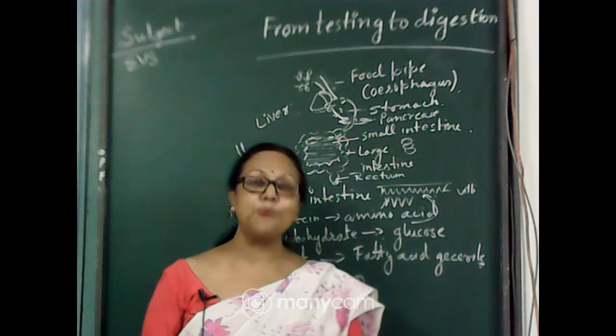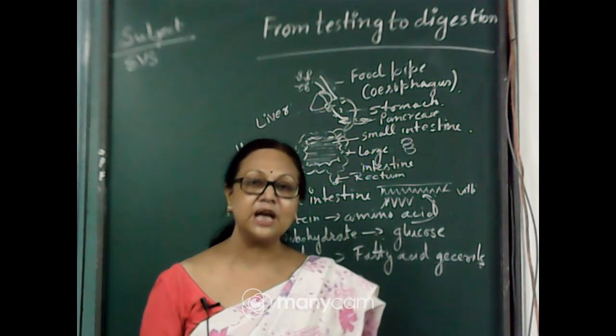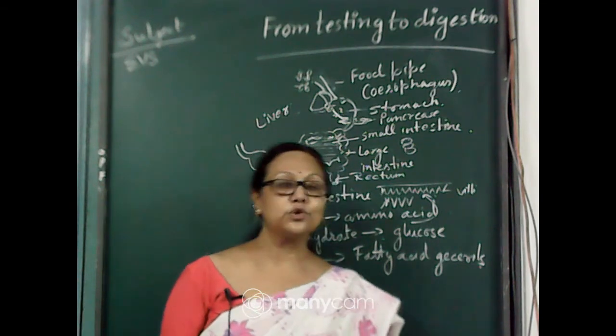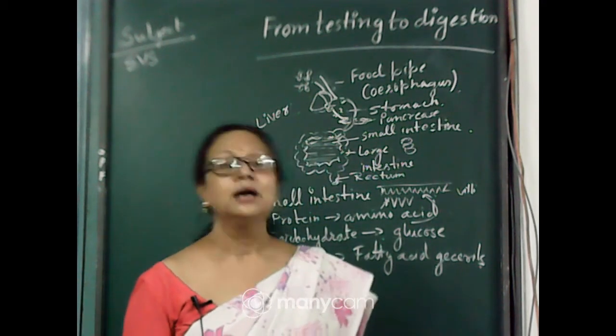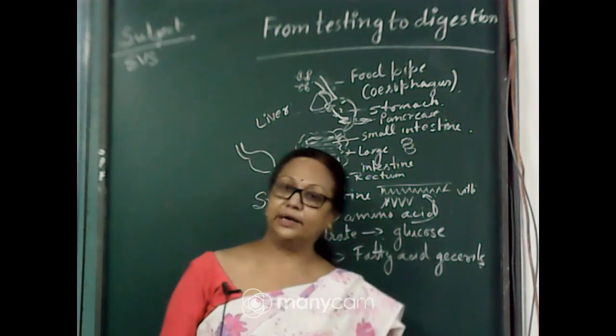Okay, these are the body building material. So the amino acid is the simplest form of the protein. Okay, and glucose is the simplest form of the carbohydrate, which gives you energy for the whole day's work.